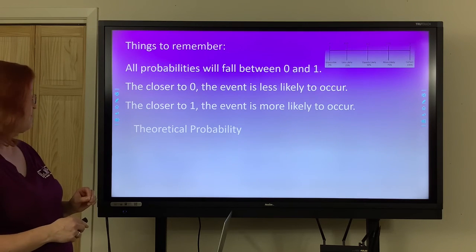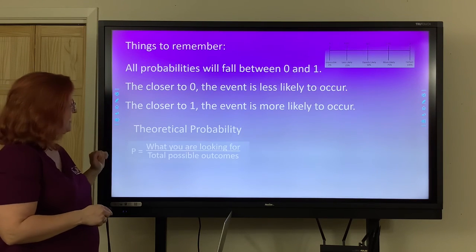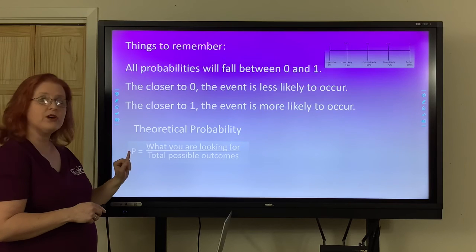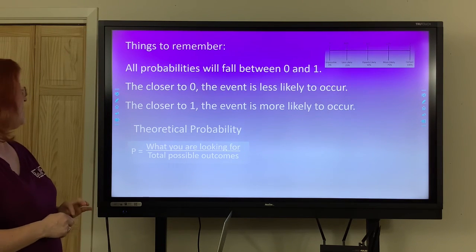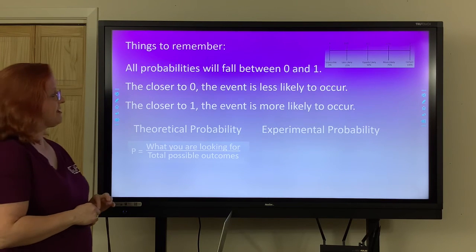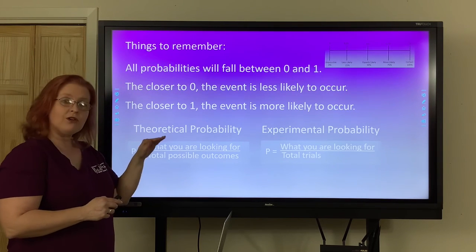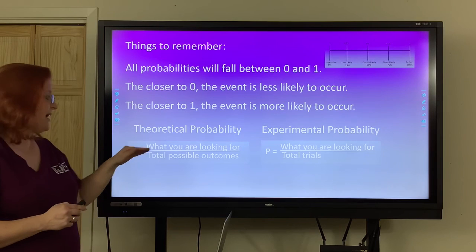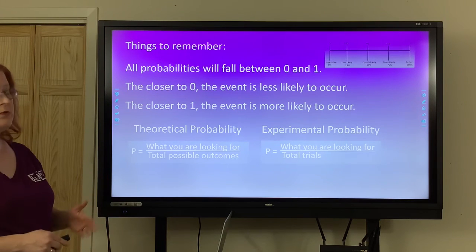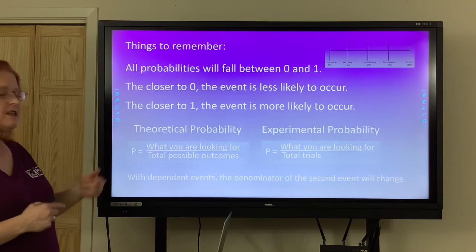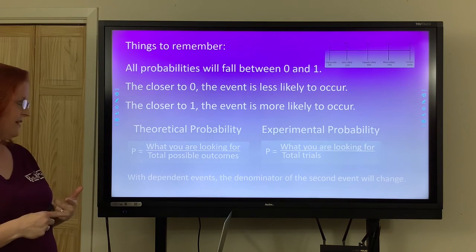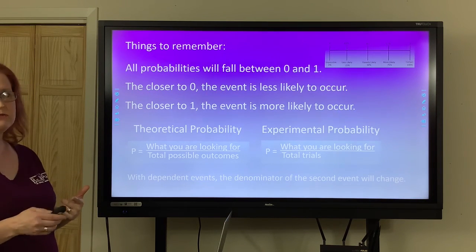There are two types of probability. Theoretical probability, and you divide what you're looking for by your total possible outcomes. Then there's experimental probability, and you divide what you're looking for by your total trials, how many times you perform the experiment. And then when you have dependent events, the denominator of the second event only will change.